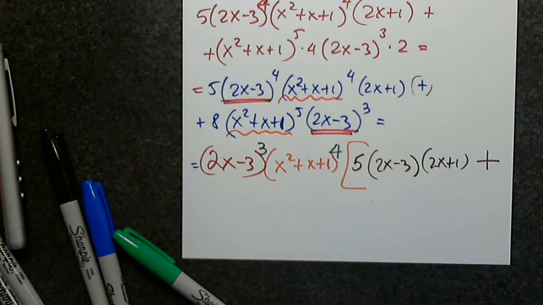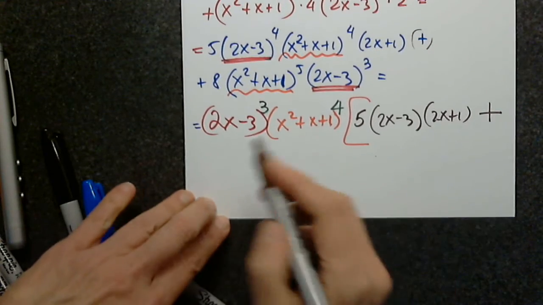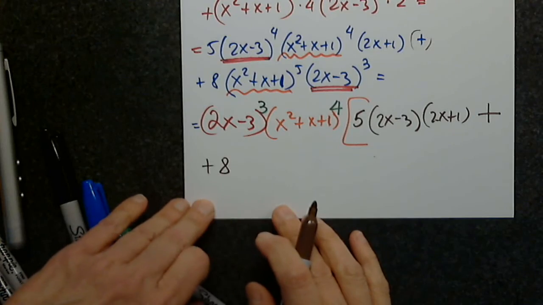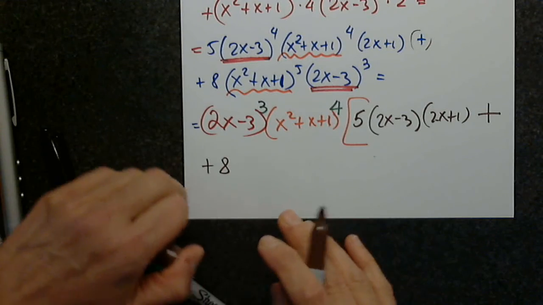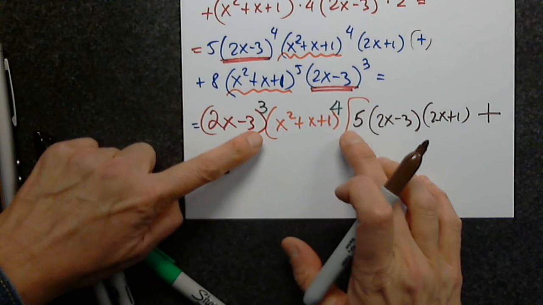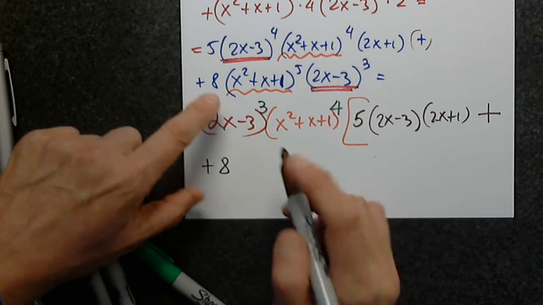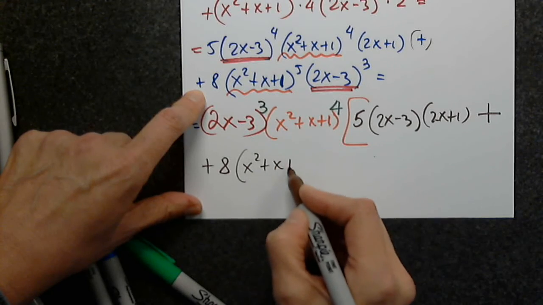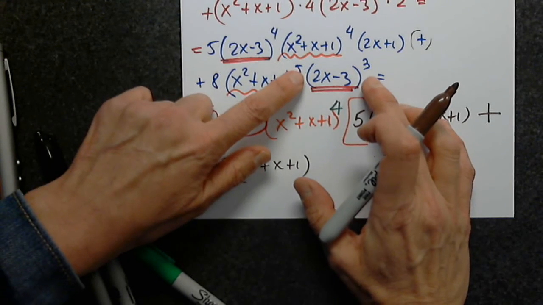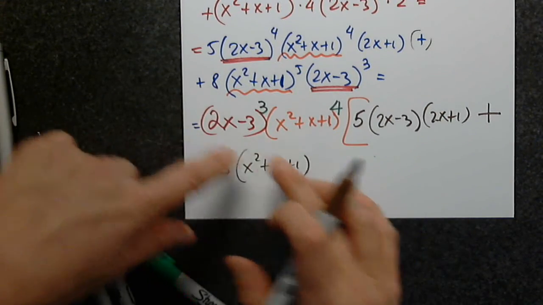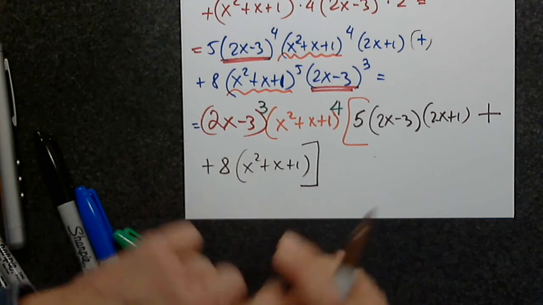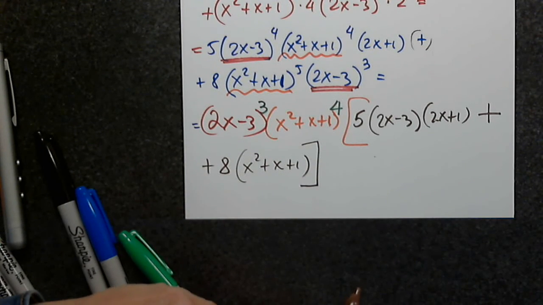Okay, plus. Plus what? 8 indeed. So I had 5 factors, but I removed 4 of those. So there is 1 left over. X squared plus x. And from these 3, I removed all 3. So what is left? Exactly.